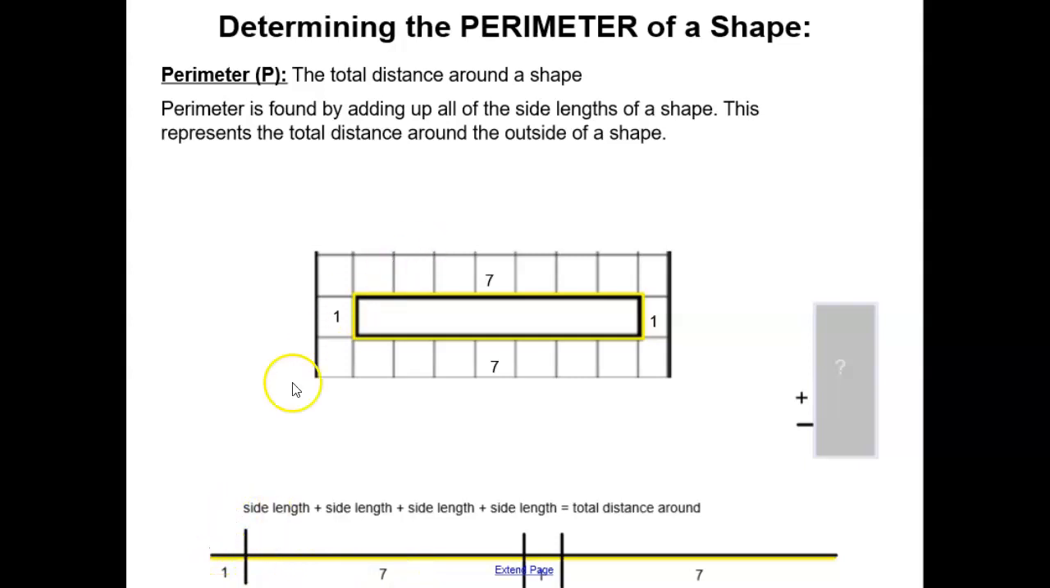So you'll see 1 is on there, 7, 1, and 7. Okay, so perimeter is this total distance. So to find the perimeter, I know I need to very carefully add each side length. Would you please, on your scratch paper, very carefully add each of the side lengths together? Thank you.